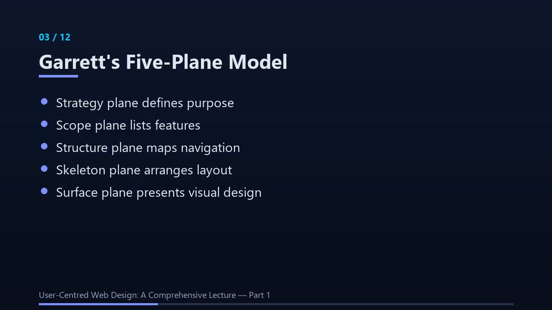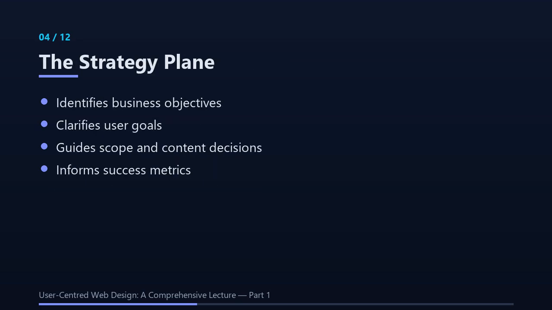The structure plane abstracts the navigation flow, deciding how users move from one page to another and what categories exist. The scope plane defines the functional boundaries of the site, listing the features and content that will be delivered. Finally, the strategy plane sets the overarching goals, aligning business objectives with user expectations. By progressing from the strategic foundation up to the visual surface, designers ensure that each decision is grounded in purpose and usability.